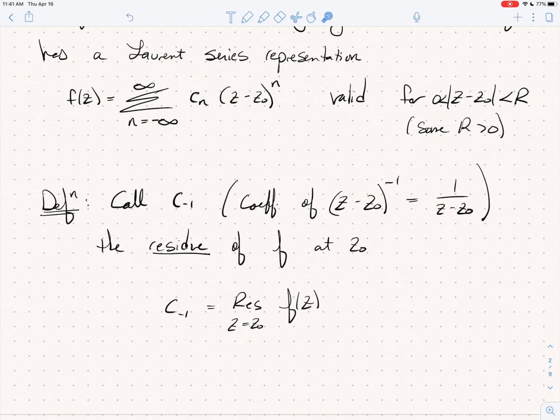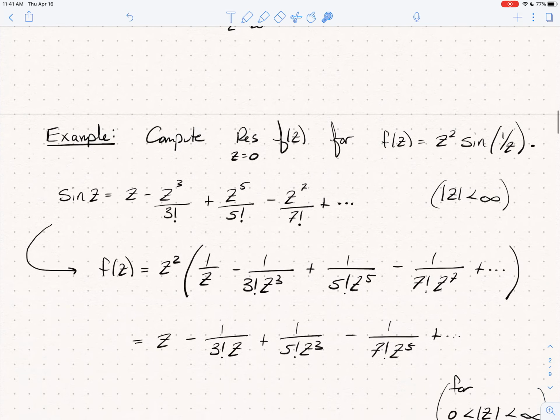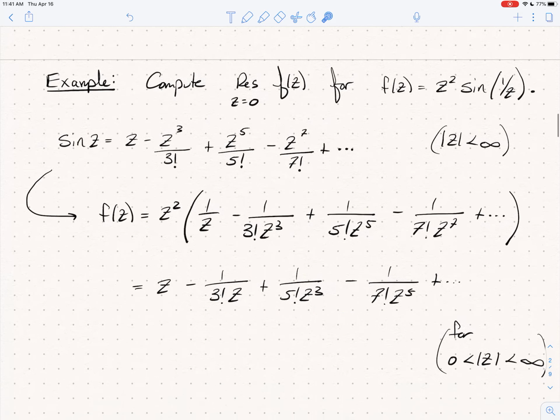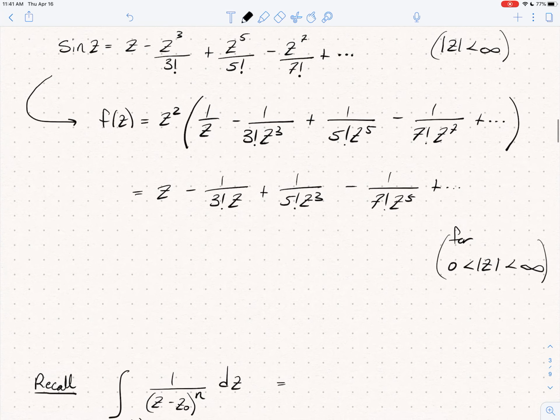And so I thought we should compute a residue real quick. So I've gone ahead and written down the series for you. I want us to find the residue of this function f of z, which is z squared sine of 1 over z. We've played with this function already. We developed this ourselves in the last video series. So we started with sine of z, and then we plugged in 1 over z, and we got this, and then we multiplied by z squared, and we get here.